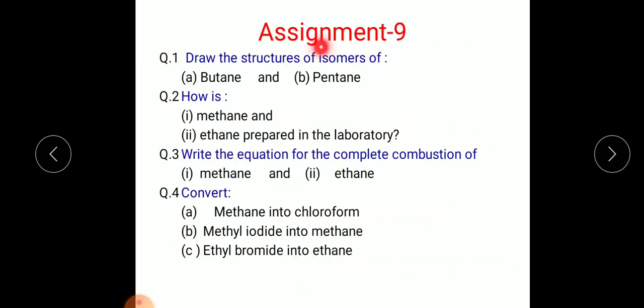Now, assignment 9. Question number 1: draw the structures of isomers of butane and pentane. Question number 2: how are methane and ethane prepared in the laboratory? Question number 3: write the equations for the complete combustion of methane and ethane. And question number 4: convert methane into chloroform, methyl iodide into methane, and ethyl bromide into ethane. So complete this assignment and send it to my mail.